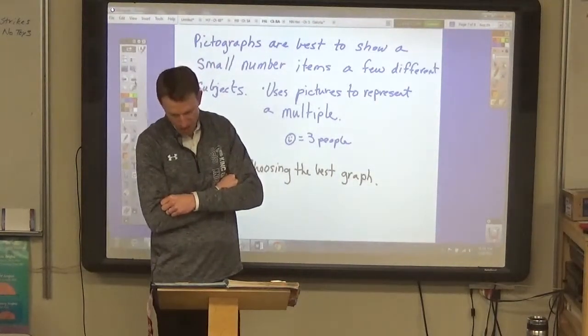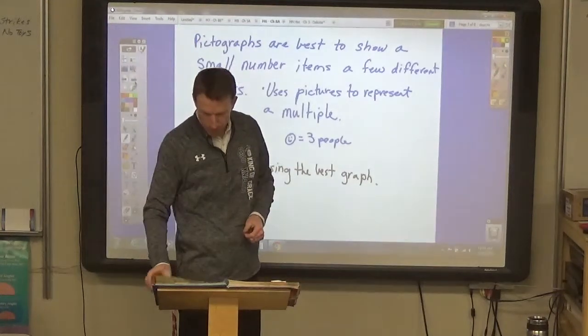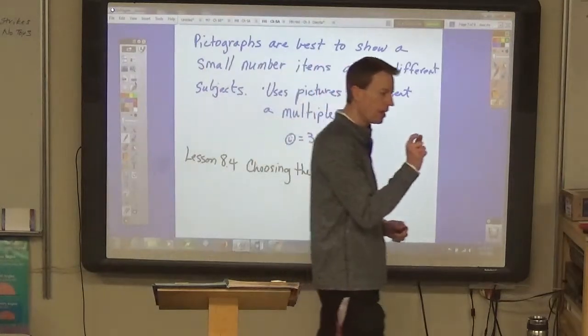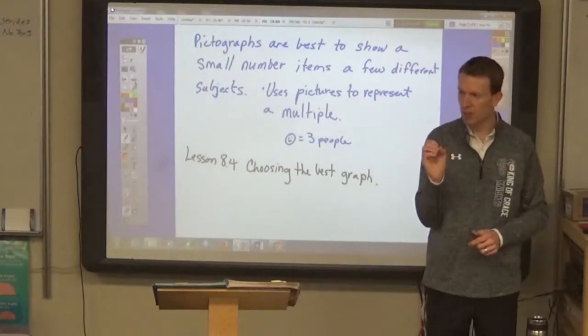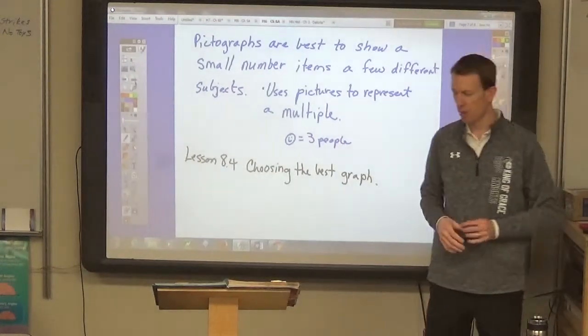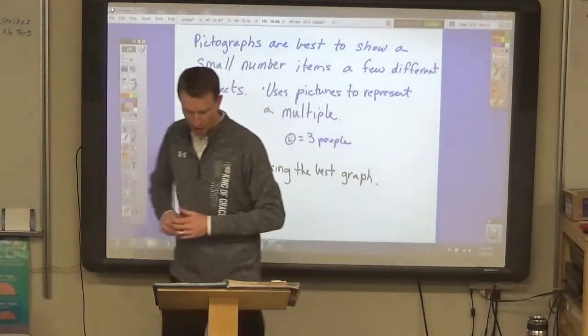Yep. All right. So there's an example of it's just specifically showing triples, hits that are triples, and each baseball representing how many triples. So that's a way of showing a pictograph.